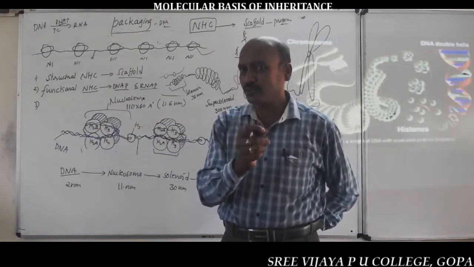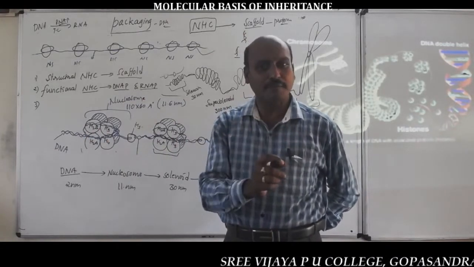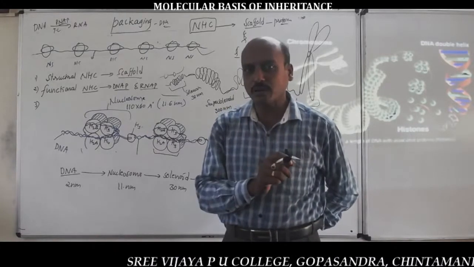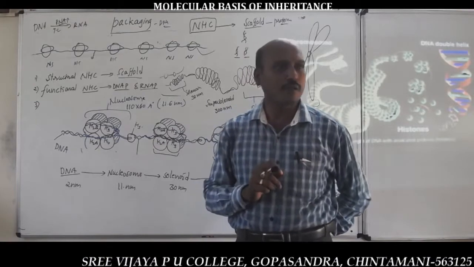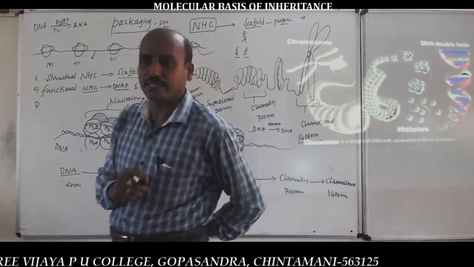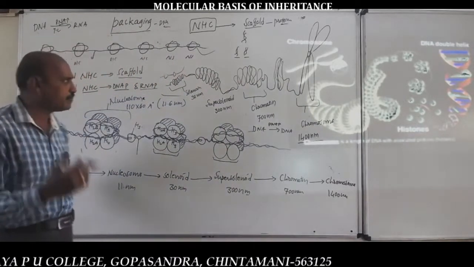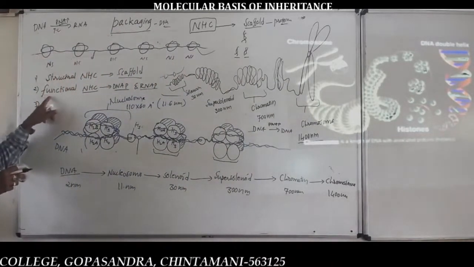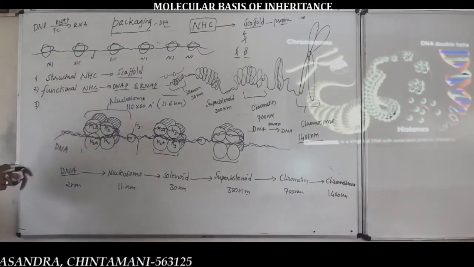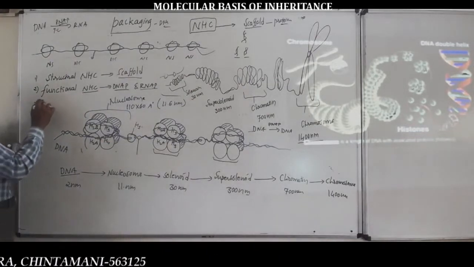Important for board exams, a very important theory question: name the enzyme responsible for synthesis of mRNA. Answer: RNA polymerase second enzyme. So altogether, RNA polymerase enzyme is an example of functional NHC.